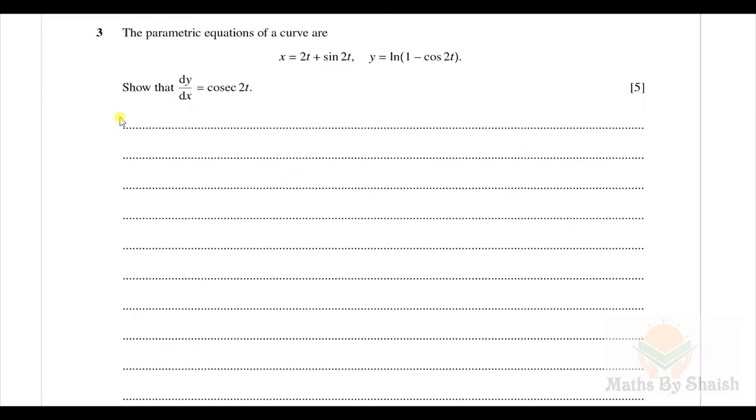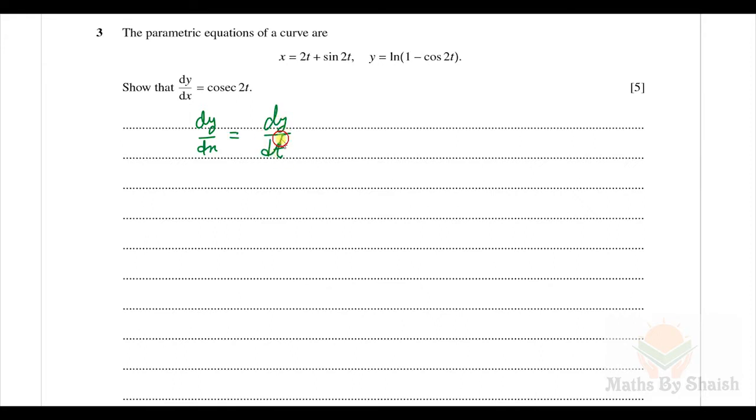The third question: the parametric equations of a curve are given. So we have x in terms of t and y also in terms of t, and we need to show that dy over dx is equal to cosec 2t. So we know we are going to use the chain rule, because we can solve dy over dx as dy over dt.